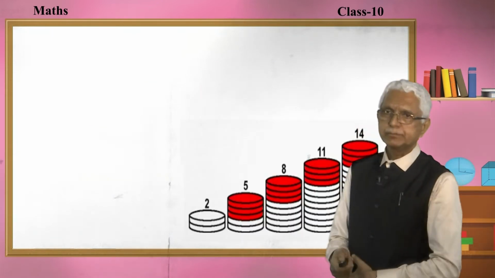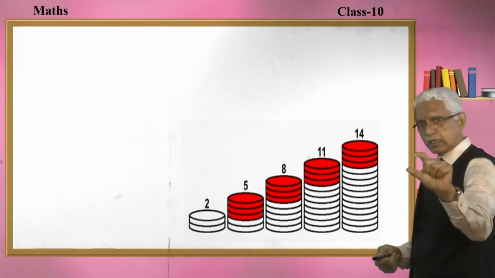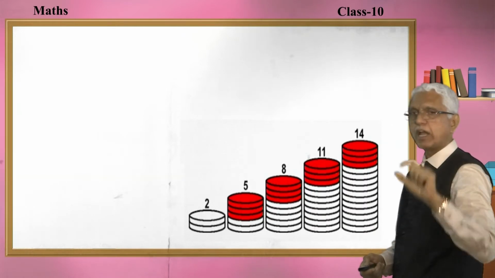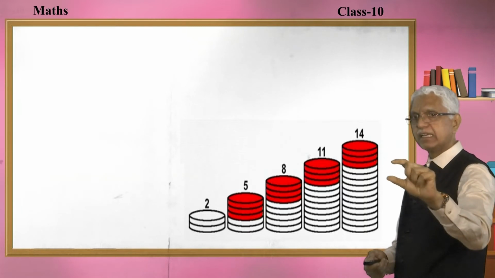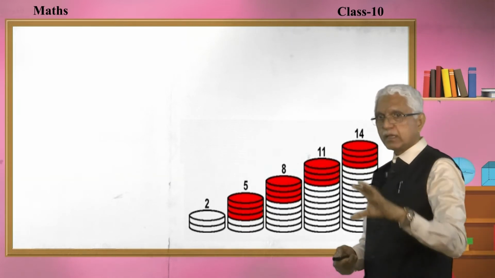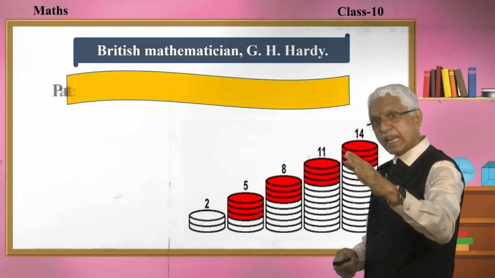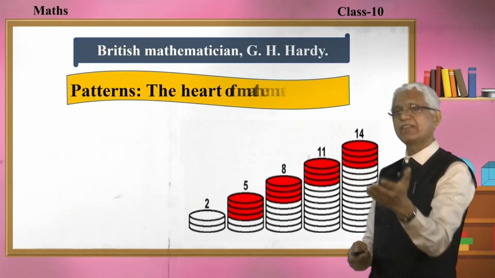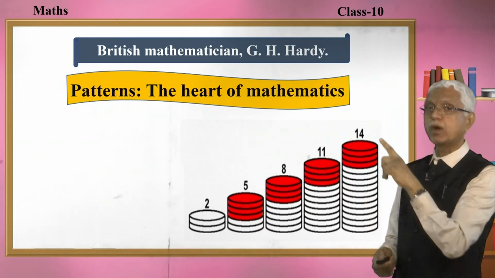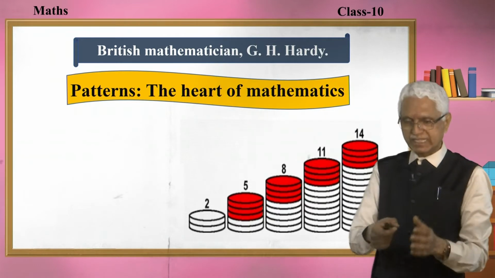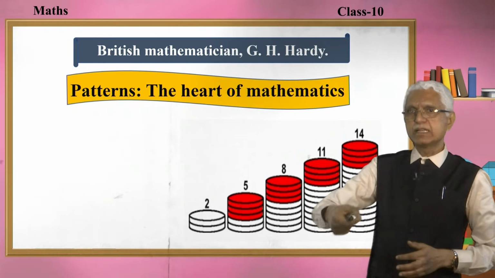My dear children, if you observe, in the first column I have got 2 coins. I have added 3 coins which are shown in red. 2 plus 3 makes 5. Then to the 5 coins I have added 3 to make 8. To the 8 coins I have added 3 to make it 11, and so on. I have added 3 more to make it 14. As a result, what is it that I got? I got a set of numbers 2, 5, 8, 11, 14.